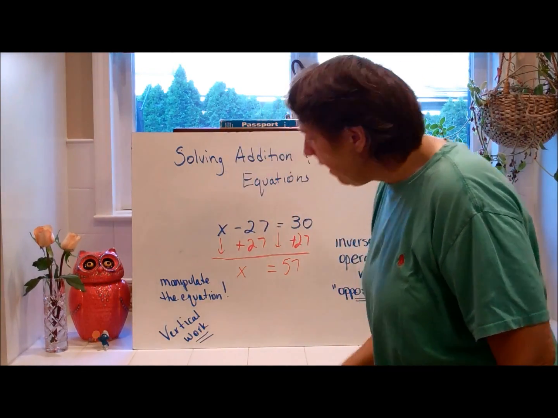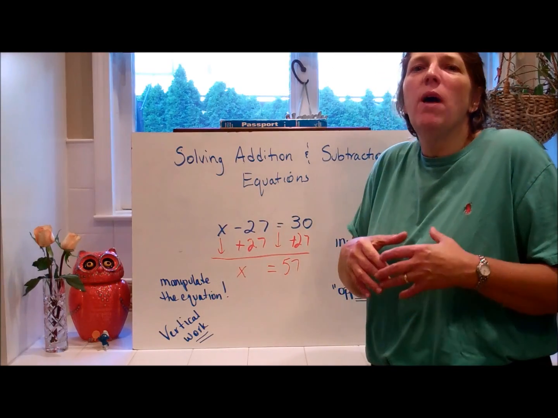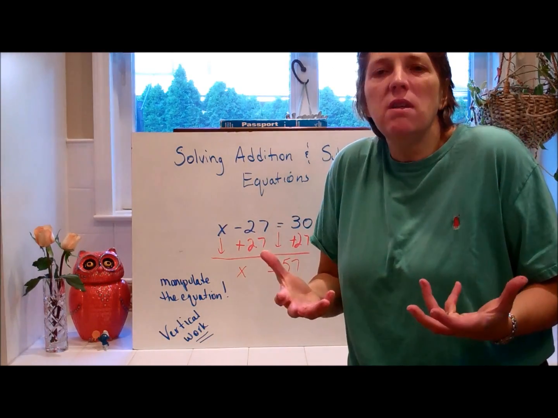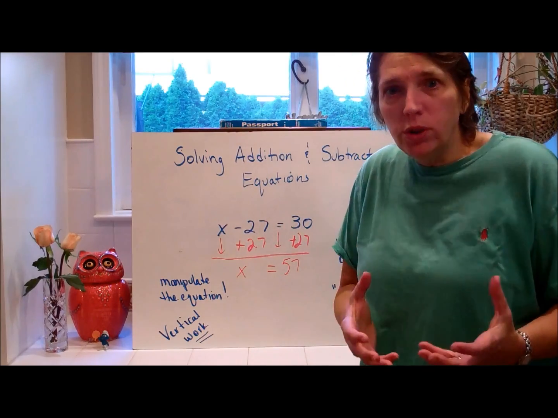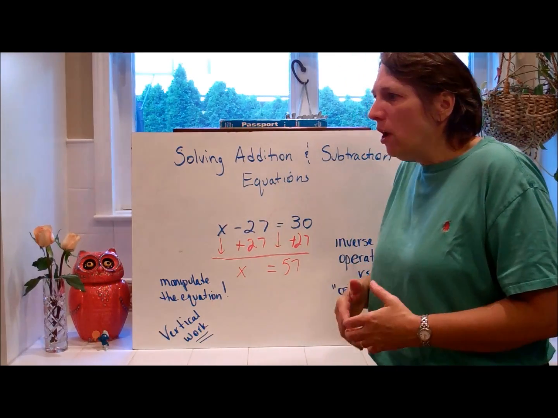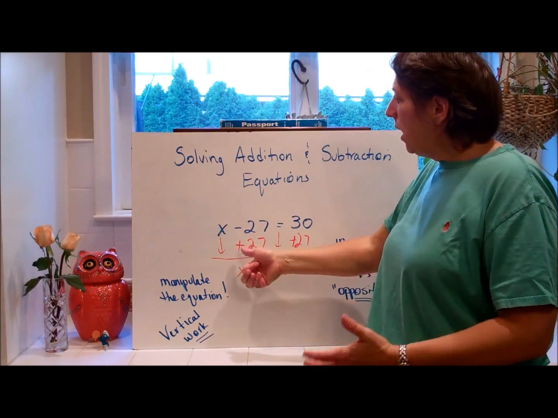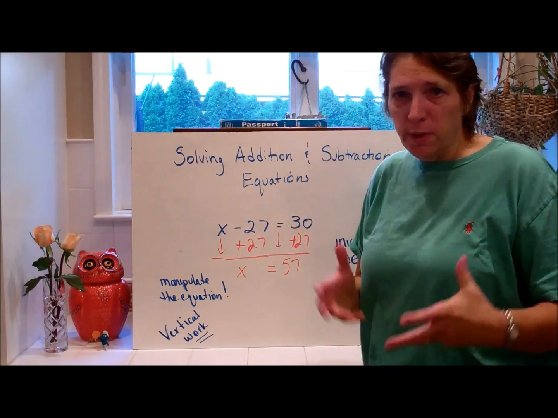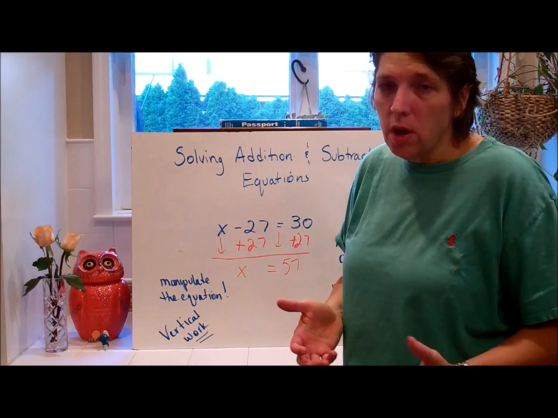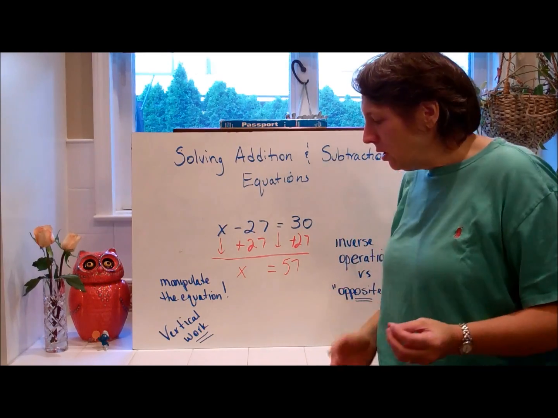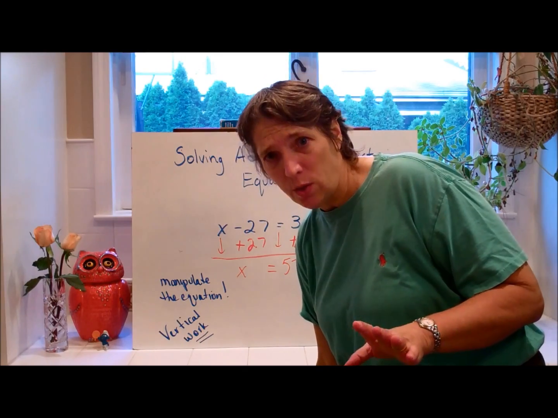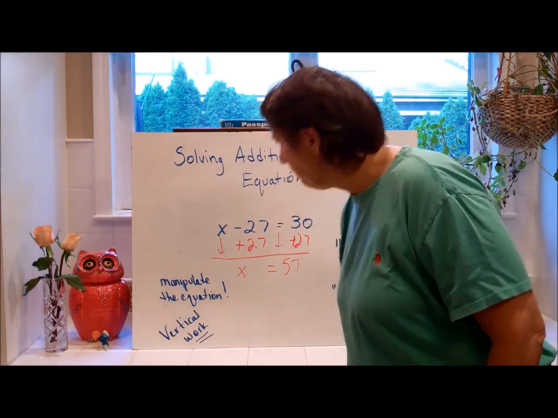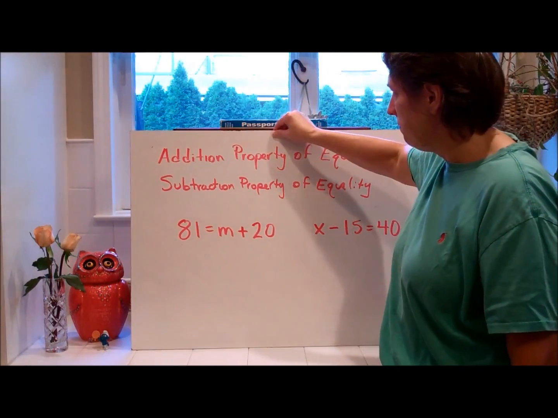Now that we've done that, we need to talk about the mathematical reasoning that allows us to manipulate the equation. As I've told you, you can't just say, well, we're going to add 27 to both sides because that way we can find out what x equals. No, there's always a mathematical reason. And that leads us into two properties when we're solving addition and subtraction equations only.